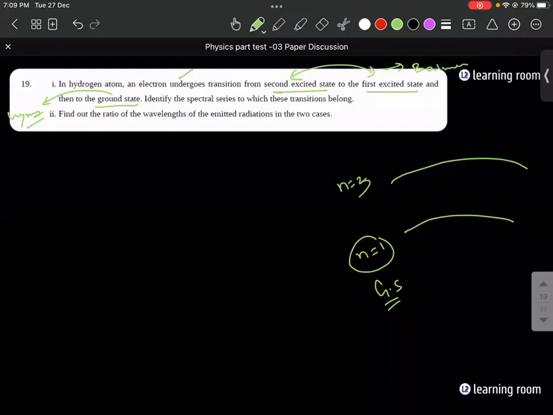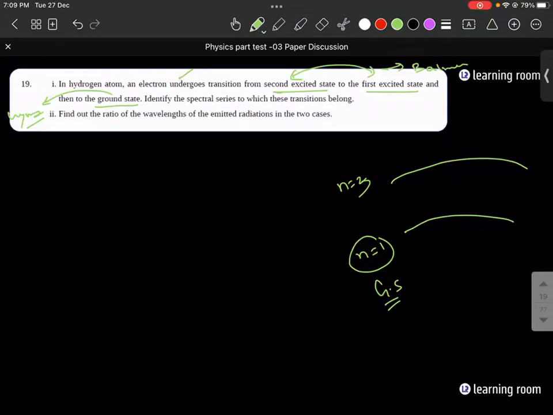How to calculate? So first, what is the energy transition that is taking place? Delta E in case 1.